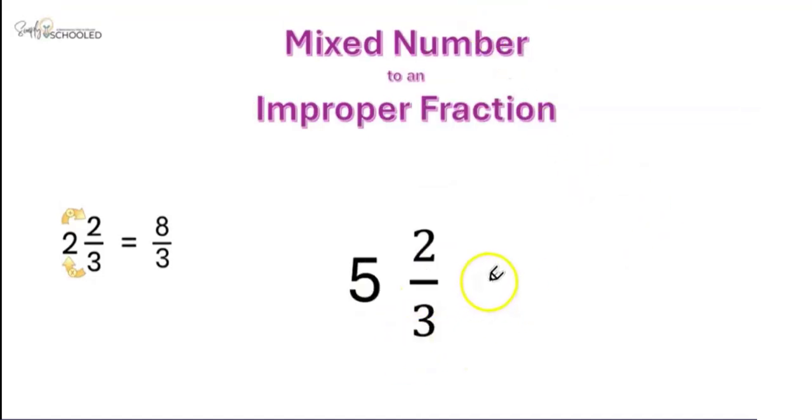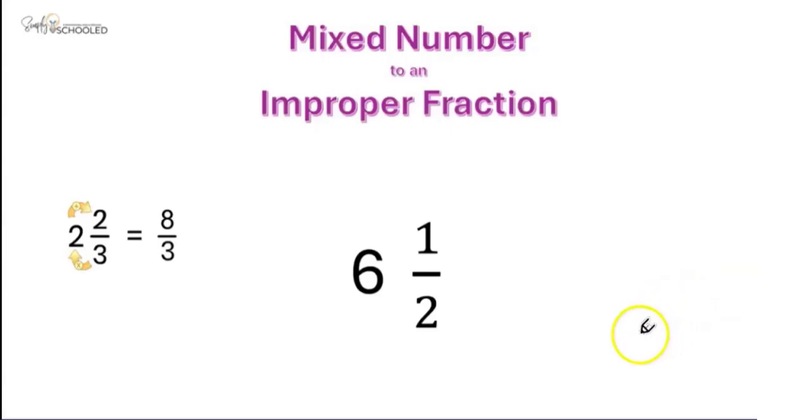Here's another one. Again, the easiest way is to add your equal sign and your fraction bar and go ahead and put your denominator there so you don't forget. 3 times 5 is 15, and then I'm going to add it to the numerator, which is 2, so 15 plus 2 is 17. And that's my answer. Again, that's converting a mixed number to an improper fraction.